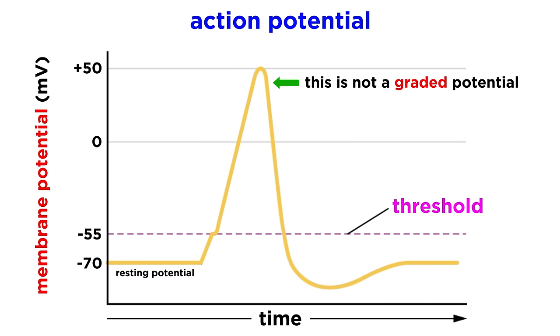If the threshold is reached, the action potential is produced, and if it is not reached, it won't be produced. This is what we call an all-or-none response. Kind of like squeezing a trigger until a gun fires. Once squeezed sufficiently, the gun will fire, and squeezing more will not produce any additional effect.